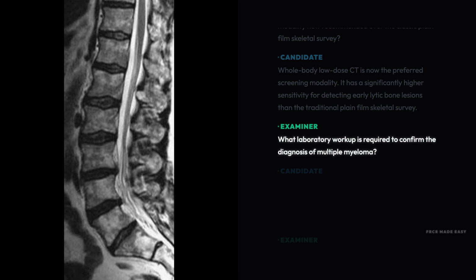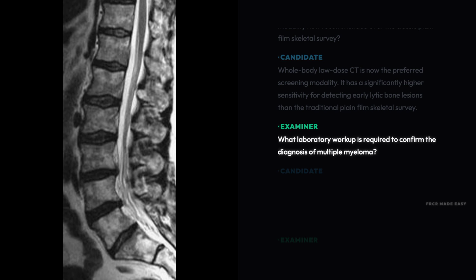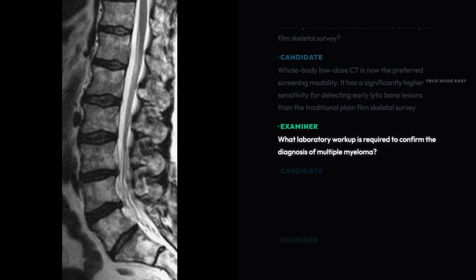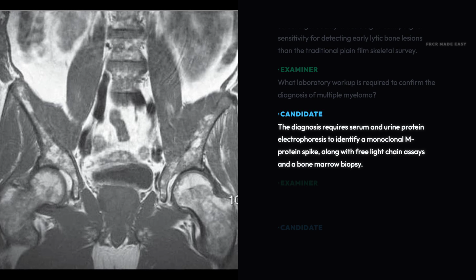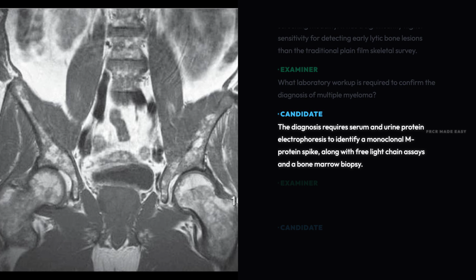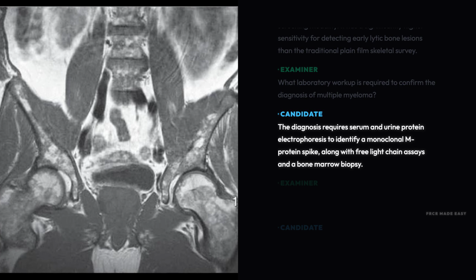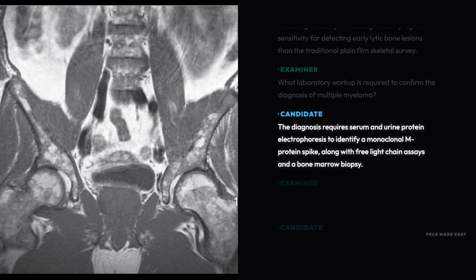What laboratory workup is required to confirm the diagnosis of multiple myeloma? The diagnosis requires serum and urine protein electrophoresis to identify a monoclonal M protein spike, along with free light chain assays and a bone marrow biopsy.